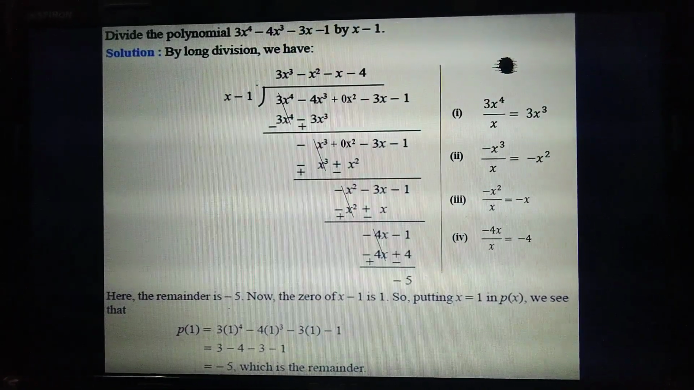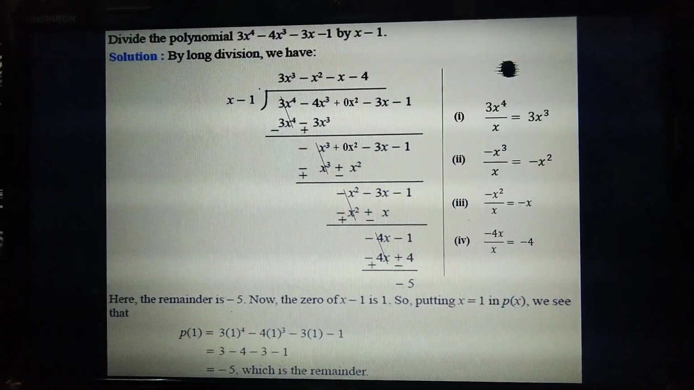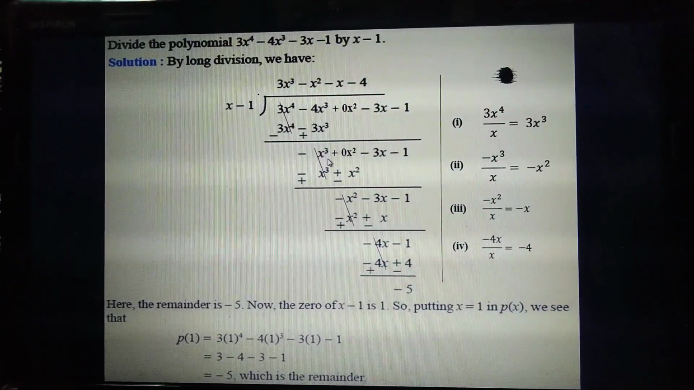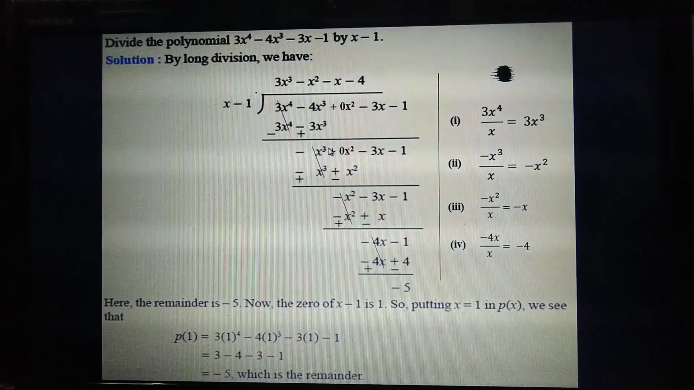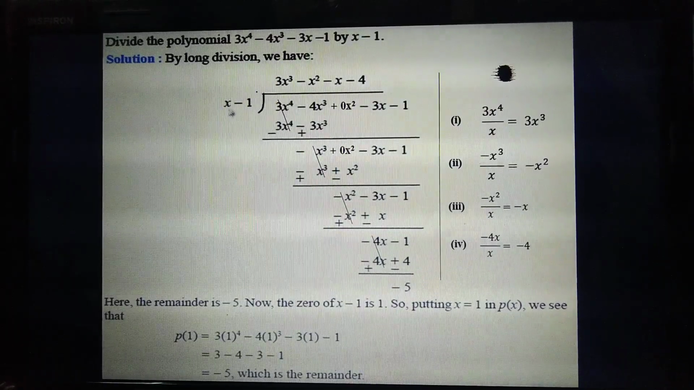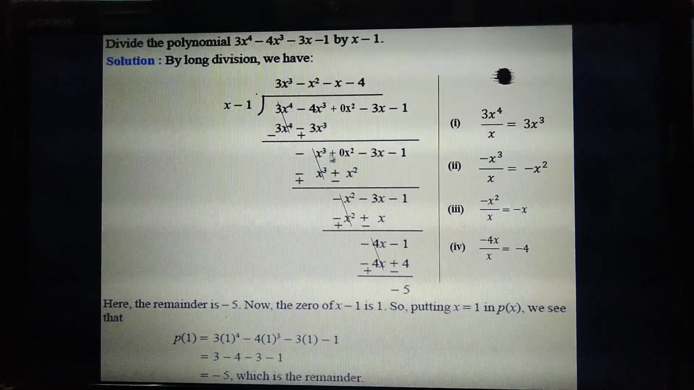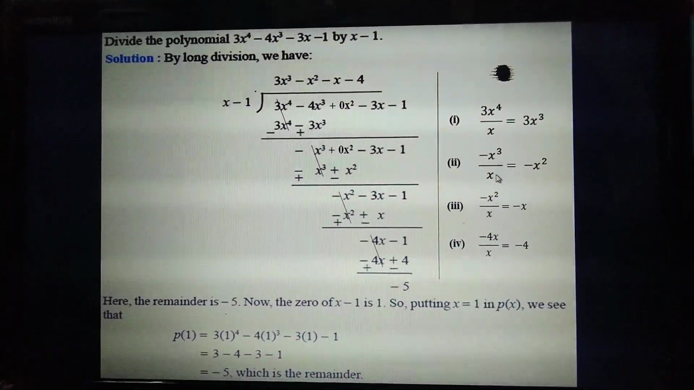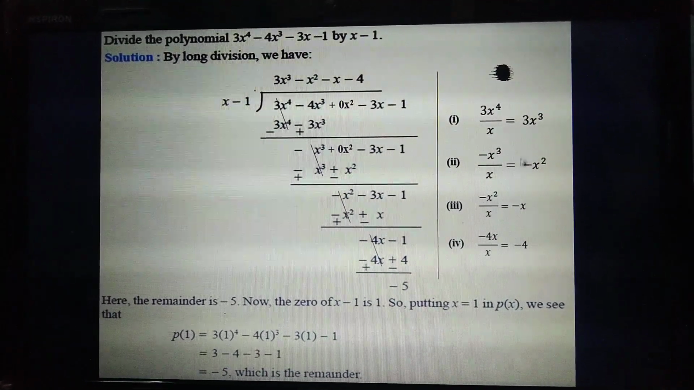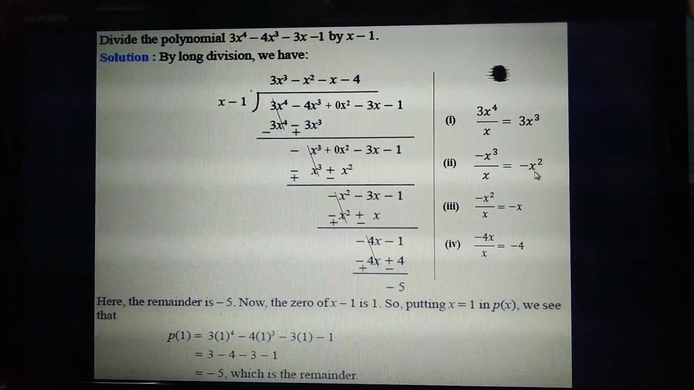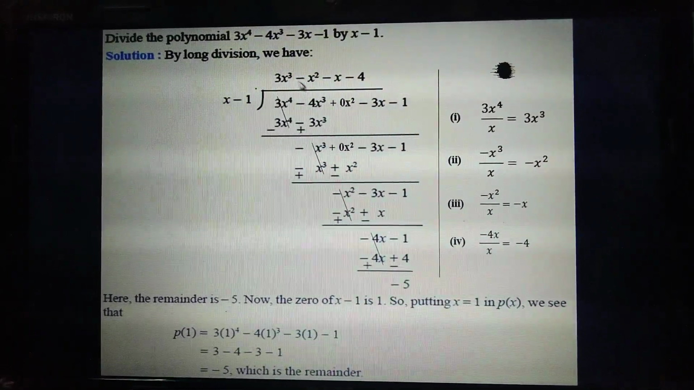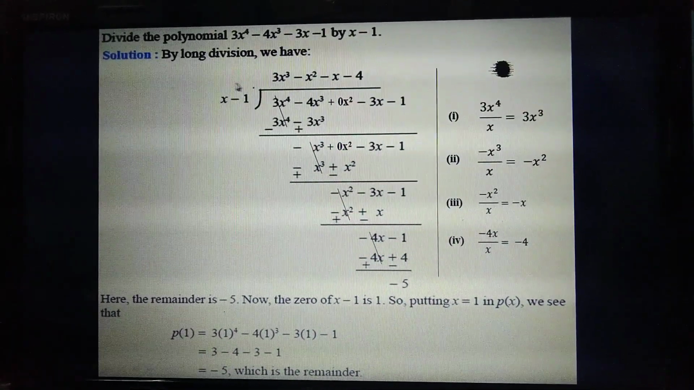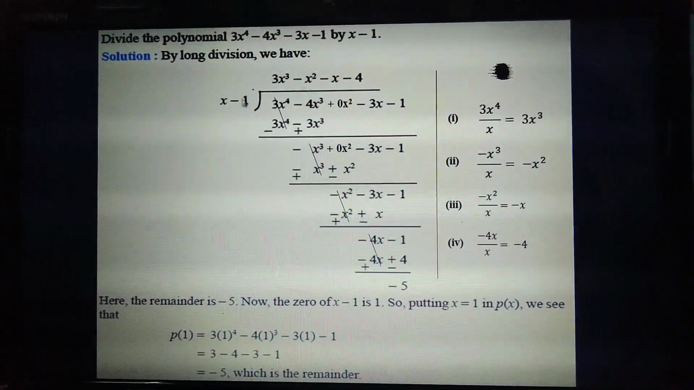Next, this is the dividend of the second step, or this is a new dividend. So now the same thing, divide the first term of the dividend by the first term of the divisor. See here minus x cube, here x. So minus x cube by x is equal to minus x squared. This is the second term of the quotient. See here minus x squared. With minus x squared, we should multiply the divisor, that is x minus 1.